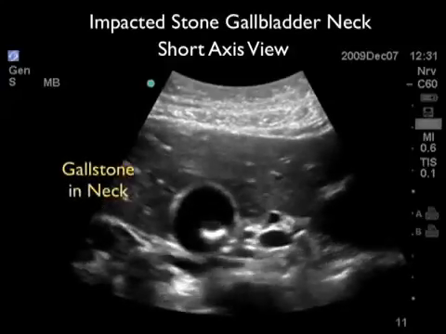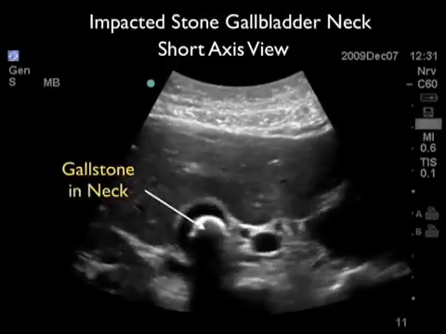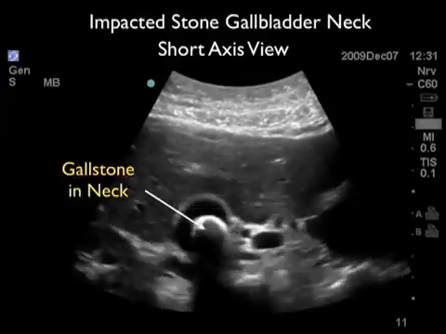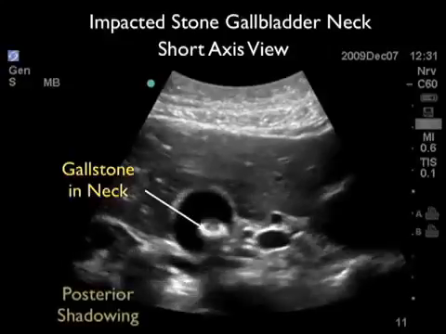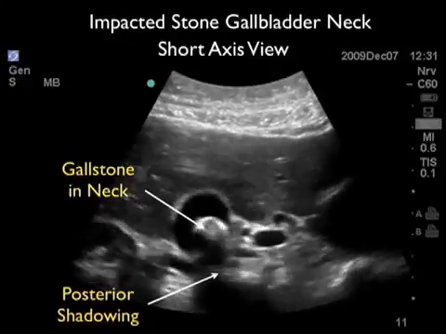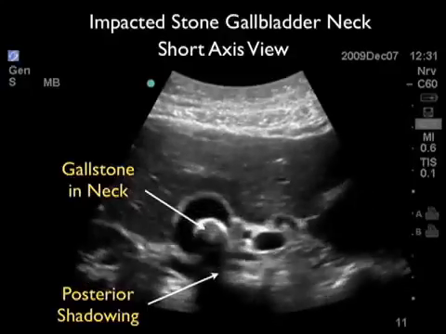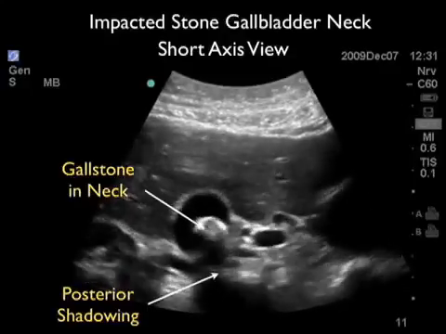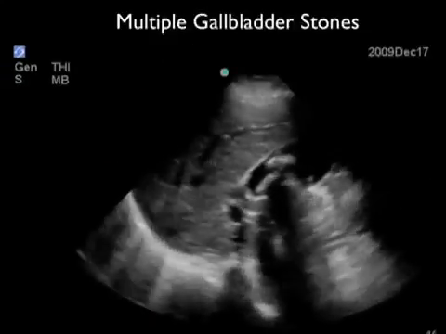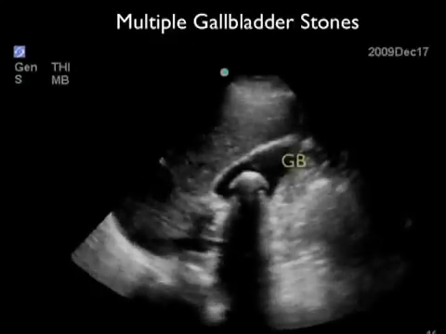The probe is located in the subcostal plane with the marker over towards the patient's right. Thereby we're cutting the gallbladder into cross sections, so the gallbladder will appear as a circle on the ultrasound screen. We see here a gallstone, that hyperechoic area within the gallbladder lumen, and again the posterior acoustic shadowing confirming the presence of a gallstone.